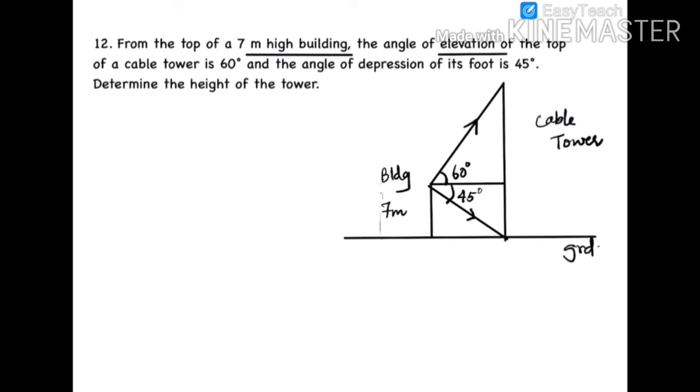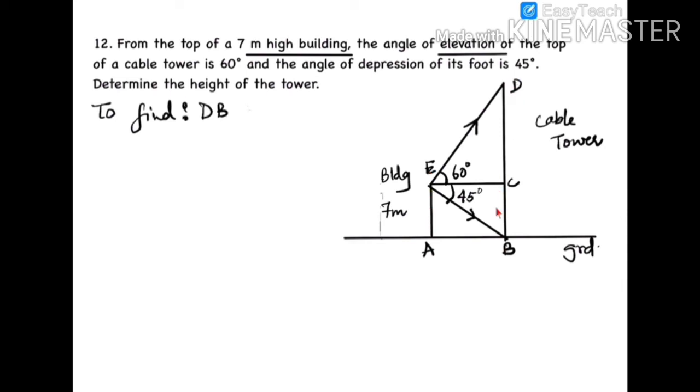Now we have represented the situation given in the question in the form of a figure. Let's label this figure. In the question, we have to find the height of the tower. The height of the tower in the figure is given by DB. So we have to find DB.